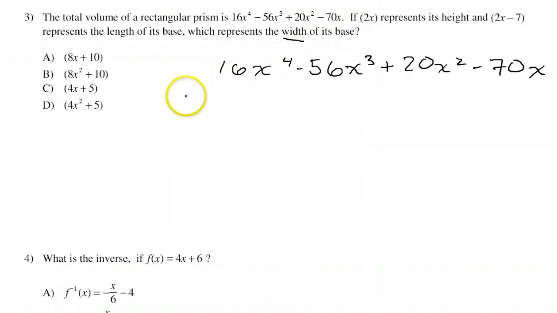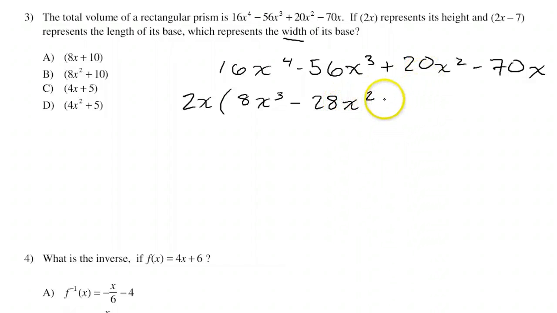So I can pull out that 2x in front and undistribute it, or divide them all by 2x. So 16x to the 4th divided by 2x is going to be 8x to the 3rd. 56x divided by 2x is going to be, oops, that's not right, 28x squared. 20x squared divided by 2x is going to be 10x. And then 70x divided by 2x is going to be minus 35. So there we go. We undistributed it.